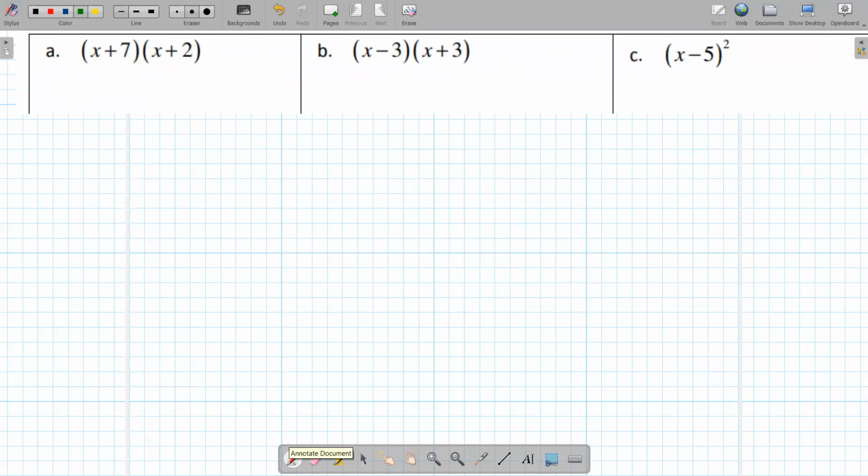So if you have x plus 7 times x plus 2, if you were to open the brackets, what do you get? Any ideas? Or better yet, let's do an easier one. What if you have x times x plus 2? What do you get?